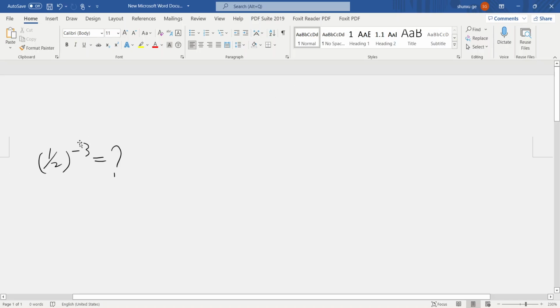So this 1 over 2, they call the base, and the negative 3 is the exponent. An exponent can be 0, a positive number, or a negative number. But now it's a negative number. Okay, we start to work.